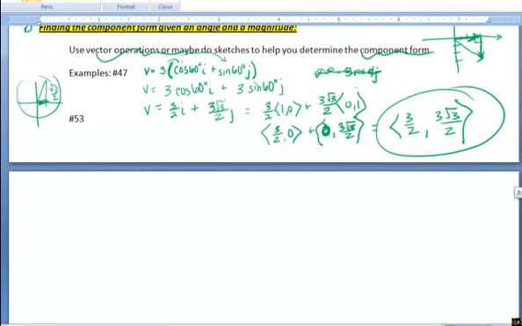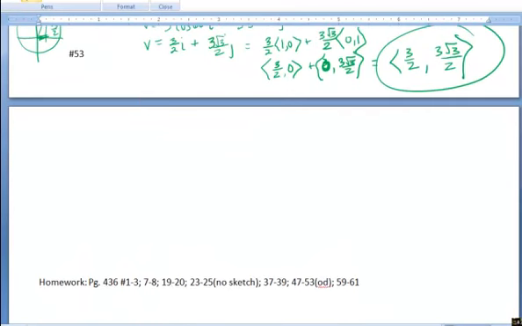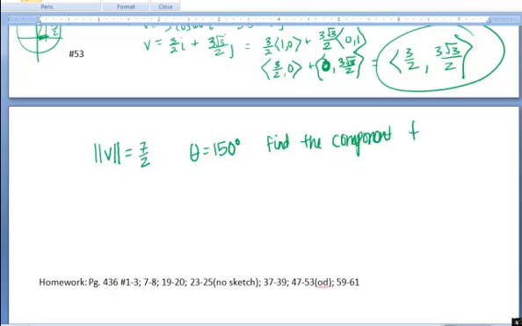Alright, I have another one. I'm going to have to fit it onto the other page. Hopefully you have more room than I do. But number 53. 53 gives us the double bar line of a vector v is equal to 7/2. They also give us that we have an angle that's equal to 150 degrees. And they ask to find the component form of v, given the magnitude and the direction.